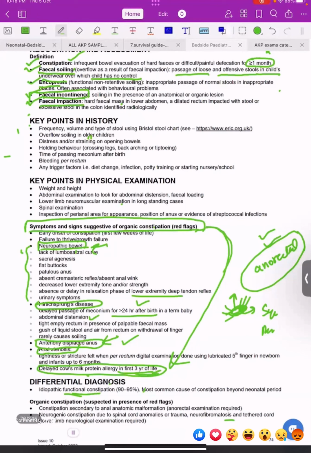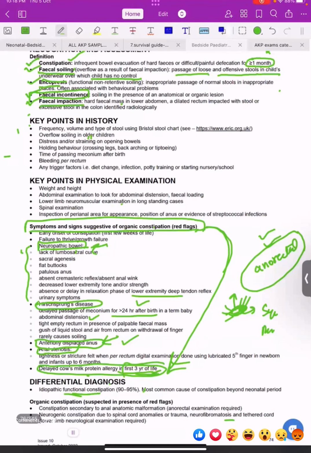We usually see cow's milk protein allergy presenting in early life in the form of what? In the form of severe abdominal colic. But yes, it may present in the form of constipation. It's not in the first 3 months of life, and not in the first year of life. Within the first 3 years of life, it may present like this.